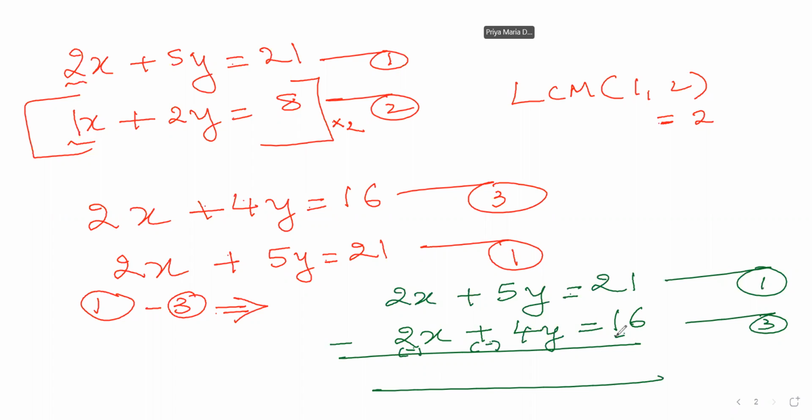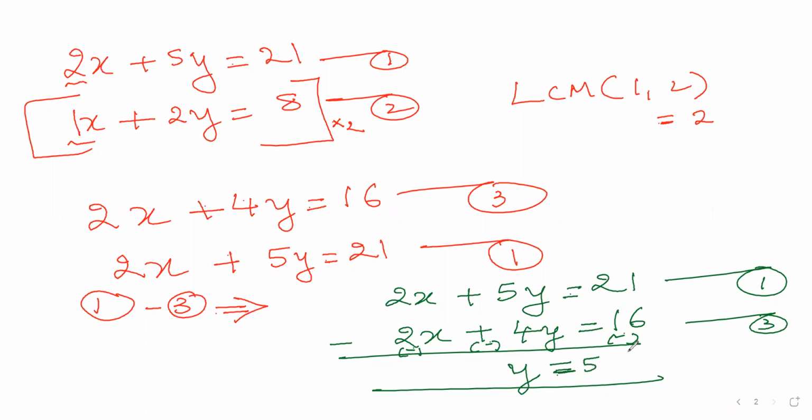So what will you get? You will get 0, 2x minus 2x. 5 minus 4 is 1y, or simply y I can say. 21 minus 16 is 5. See, I got y as 5. I got the value of y as 5.